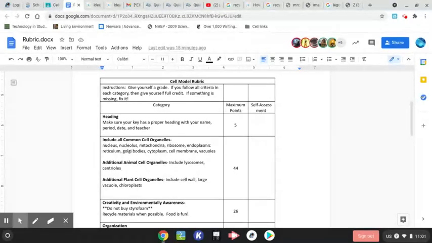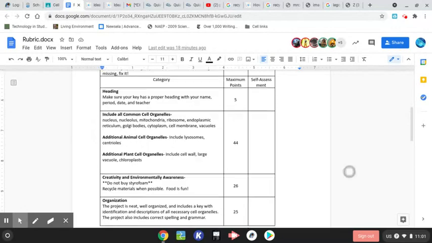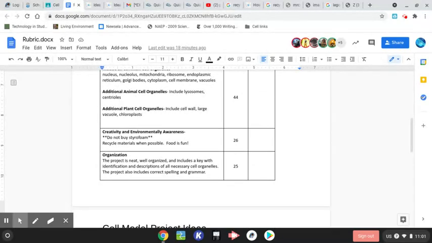In your model, you must include all of the common organelles because those are the common ones between both plant and animal cells. In addition to that, if you make the animal cell model, you have to include the lysosome and centriole. If you make the plant cell, you include all the common organelles. In addition, the cell wall, the large vacuole, and the chloroplast have to be represented. Okay? That's worth 44 points. Creativity and environmental awareness.